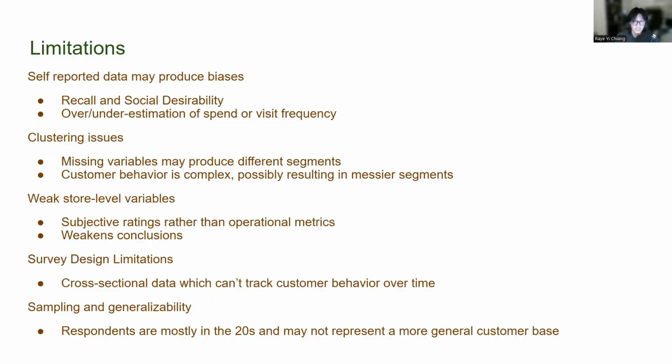There were some survey design limitations. There was a lot of cross-sectional data, which can't really track customer behavior over time. This kind of data would have helped a lot. We could have seen the impact that some kind of promotions or in-store changes had on customer behavior. And lastly, there were some sampling and generalizing issues, just because most of the respondents were in their 20s and they may not represent a more general customer base.